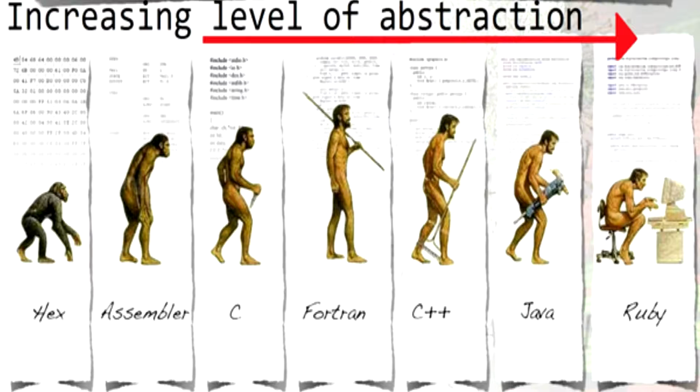Today we'll be going over the difference between high and low level programming languages. The high and low levels in programming languages refers to the level of abstraction of the language.